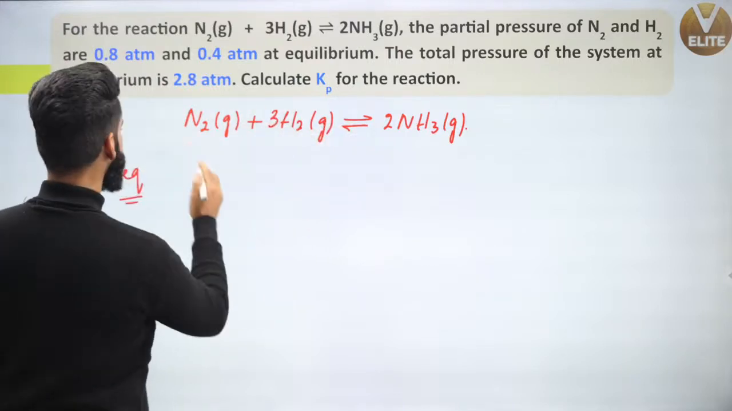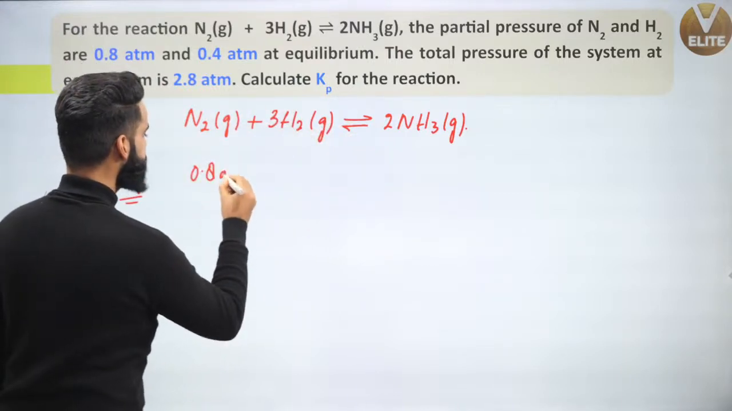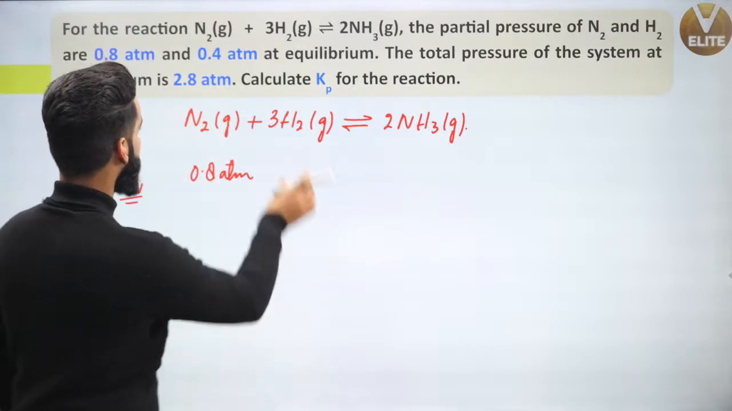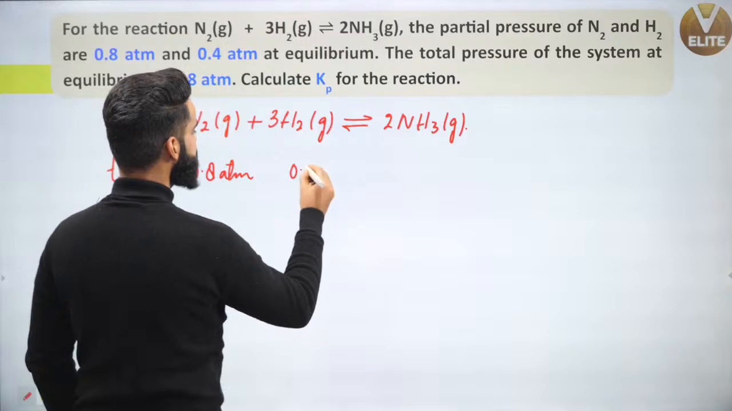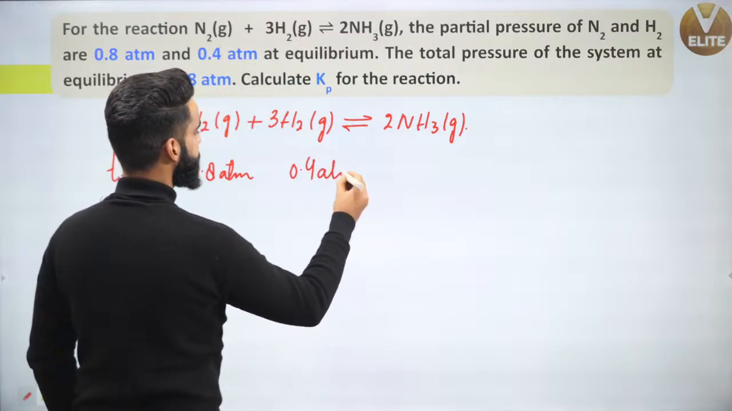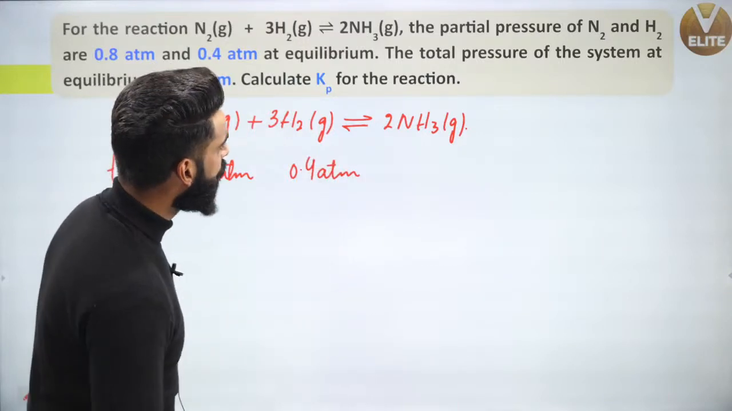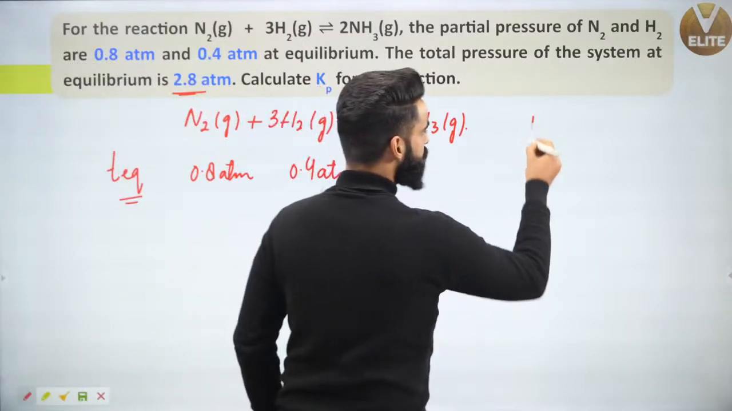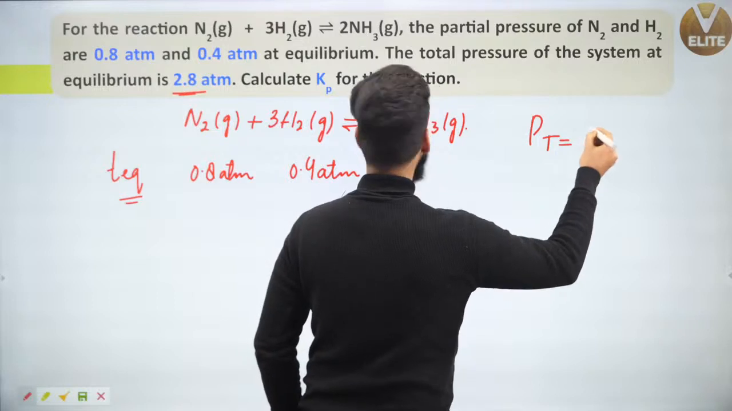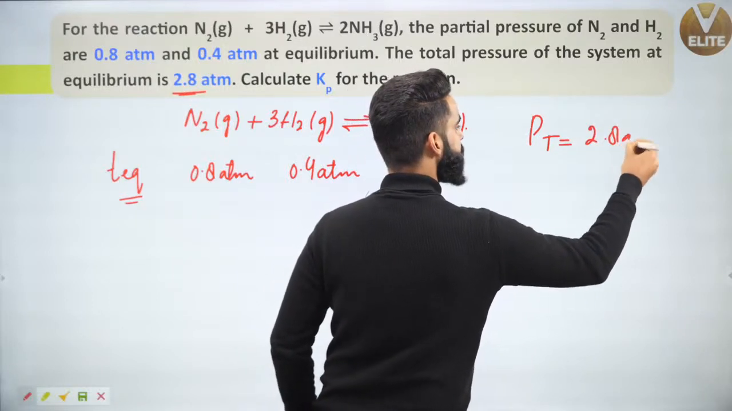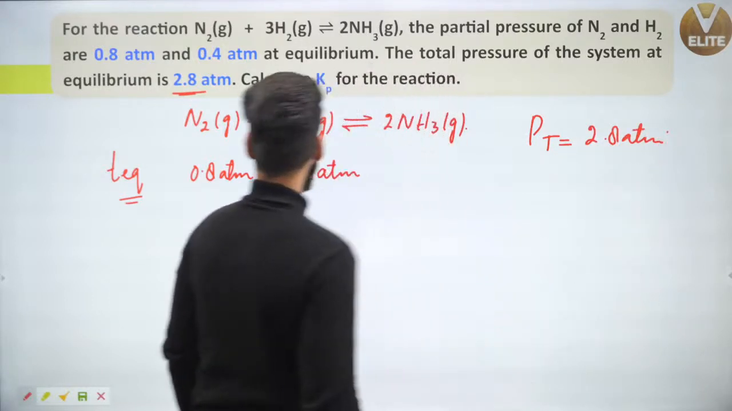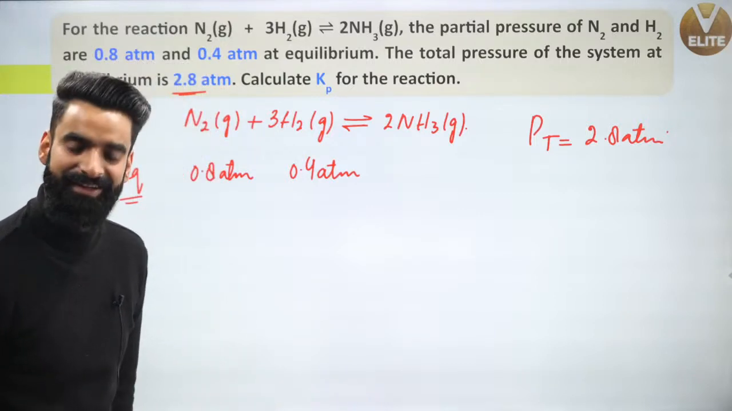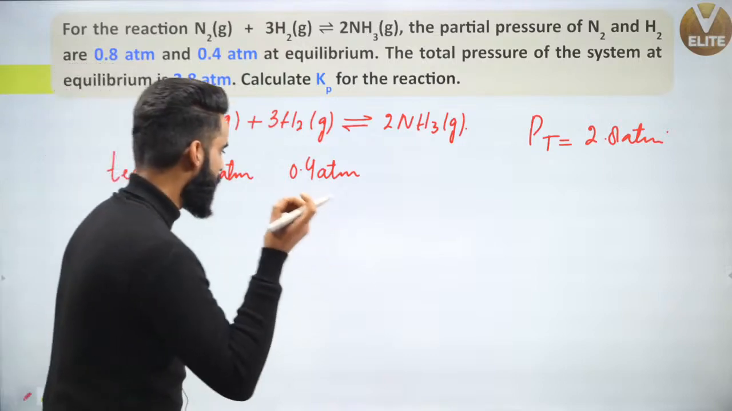For N2, it's given as 0.8 atm, and the partial pressure of H2 at equilibrium is given as 0.4 atm. The total pressure of the system at equilibrium is 2.8 atm. Calculate Kp for the reaction. See, guys, it's a very simple question.